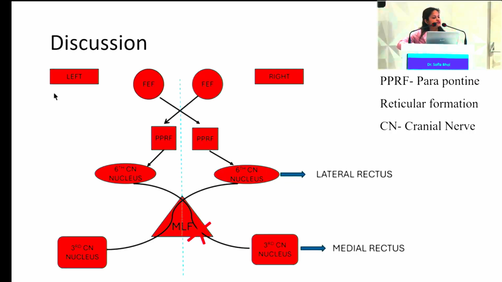So coming to the pathophysiology, let's have a brief discussion. My patient had right eye adduction deficit on left gaze. On left gaze, the right frontal eye field was stimulated, which sent the stimulus further to the contralateral PPRF, which then sent the stimulus in two pathways, one in the ipsilateral sixth cranial nerve and the other via MLF to the contralateral third cranial nerve. So in my patient, the right MLF was affected, so the stimulus could not go further to the right third cranial nerve. So there was adduction deficit.